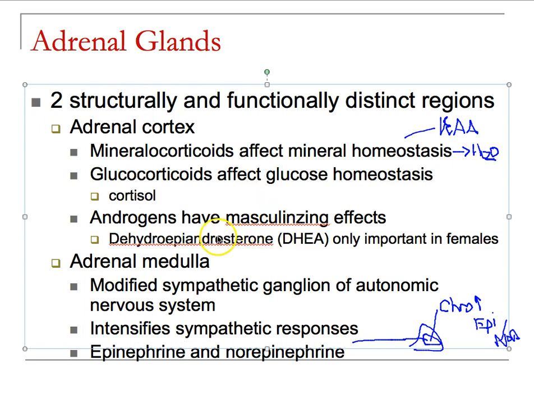Finally, notice we don't spend a whole lot of time thinking about the androgens that are made here. Instead, we'll spend more time thinking about the layer of the cortex that makes androgens than anything else. So what is that layer?